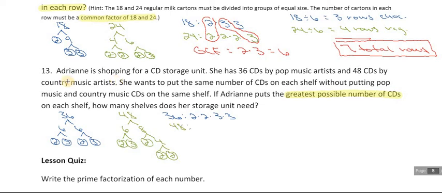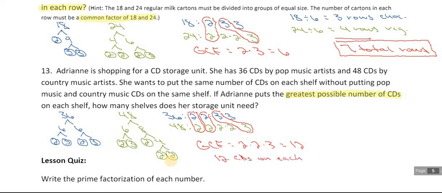48, let's see, we've got 4 2's multiplying, and a 3. So what do they share? A 2, a 2, and a 3. So 2 times 2 times 3 gives us 12. So it means there's 12 CDs on each shelf without having to mix and match.